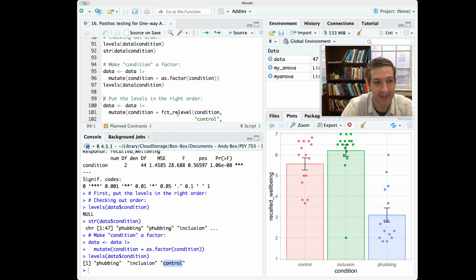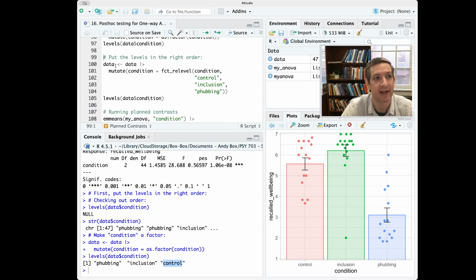Okay, but we're going to test some hypotheses in a moment that require that the first two levels actually be the control condition, which is kind of logical to put first. Control is business as usual, so let's start with that. And then we want the inclusion condition next, and then we're going to need the phubbing condition to be last. So to reorder that, we're going to use factor relevel. We're going to tell it the name of the column we're releveling, and we're going to say first, the first level should be control, the second level should be inclusion, and the third level should be phubbing.